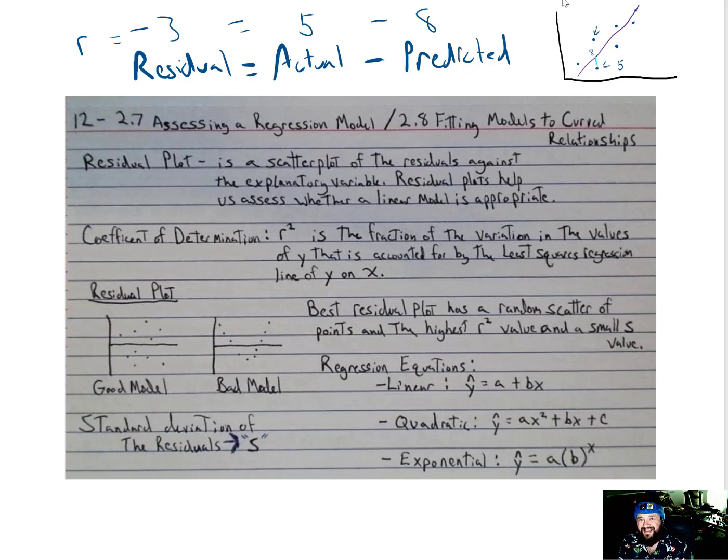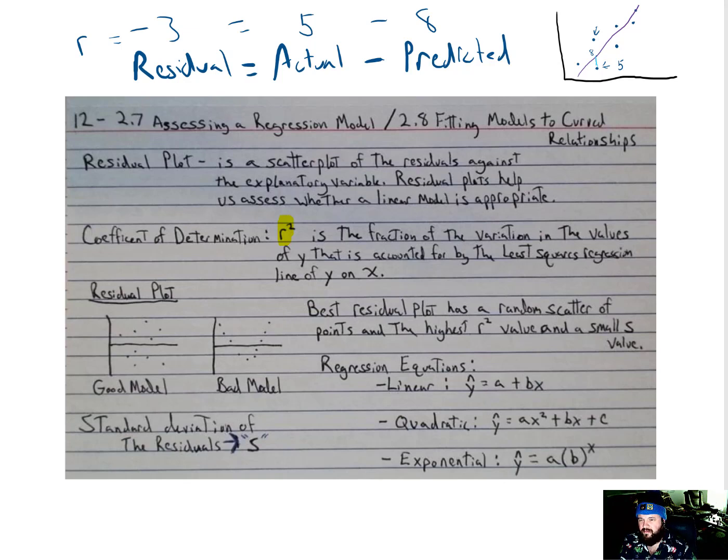The residual plot is an actual plot to show those residuals a little bit easier. We're going to go over that and show you some of those. The next one you need to worry about is the coefficient of determination, your r squared. The coefficient of determination is the fraction of the variation in the values of y that is accounted for by the least squares regression line of y on x.